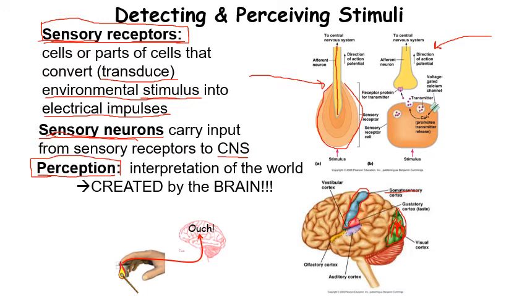Another setup for these is, here's a sensory neuron, here's the dendritic end, but instead of the receptor being part of the actual sensory neuron, the receptor is a specialized epithelial cell.